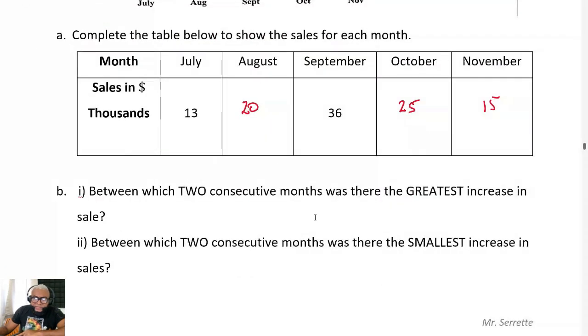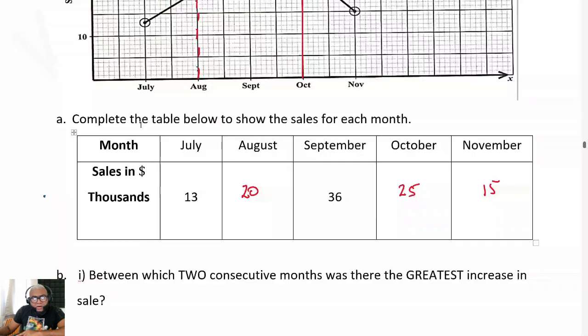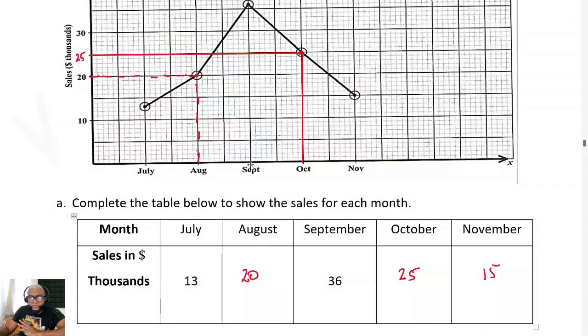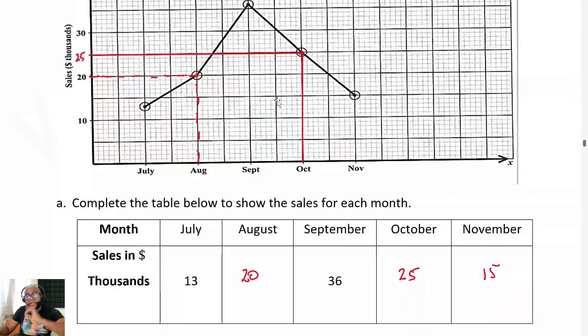Between which two consecutive months was there the greatest increase in sales? Anybody want to tell me? Someone said August and October, but that's not consecutive. Someone said September and October. It looks like August and September to me because you can see it on the graph. This looks like the greatest increase here.